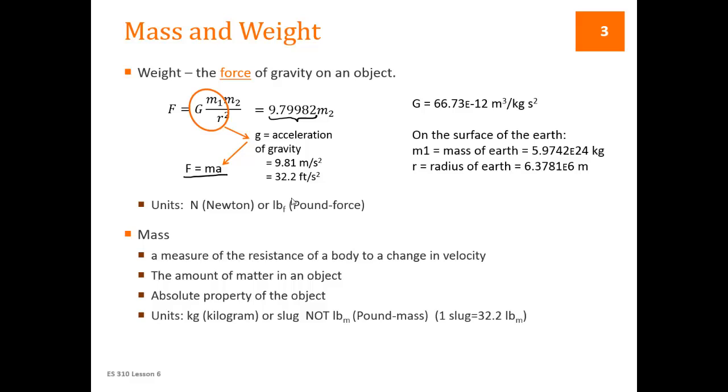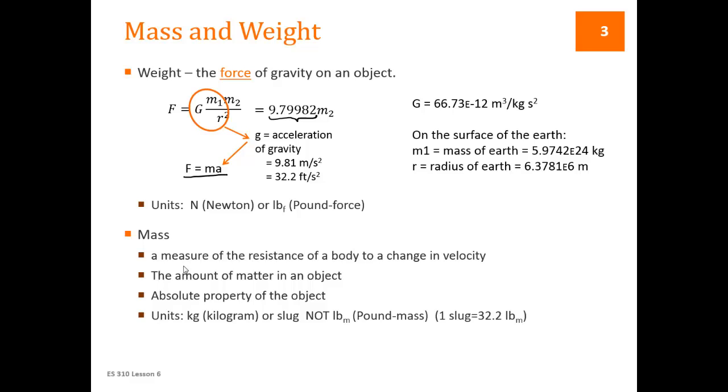Mass, on the other hand, is the measure of the resistance of a body to a change in velocity. A change in velocity being acceleration, so basically we're defining mass through this equation. It's also the amount of matter in an object. It's an absolute property, which means the mass of something doesn't depend on where it's at, whereas the weight of something does. So my water bottle on Earth weighs something different than it would on the moon, but its mass is the same. The units for mass are kilograms in SI or slugs in US customary.